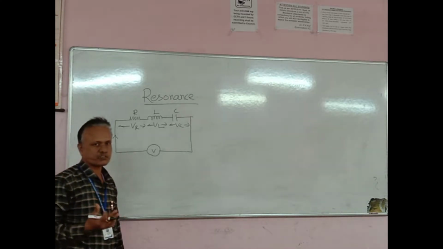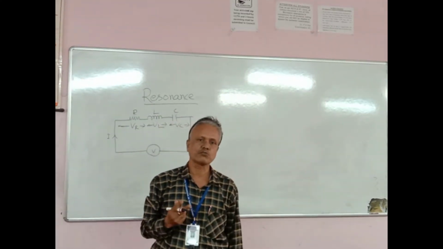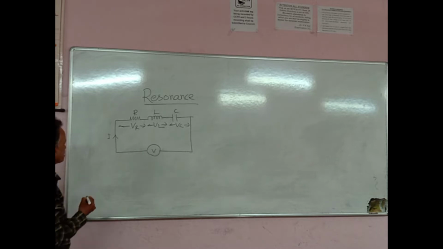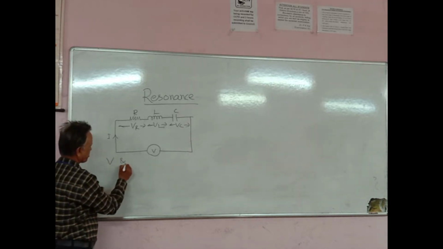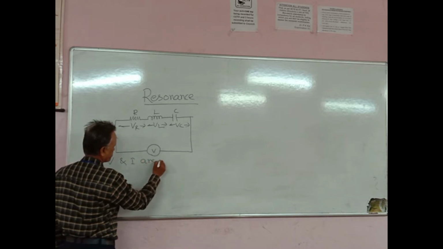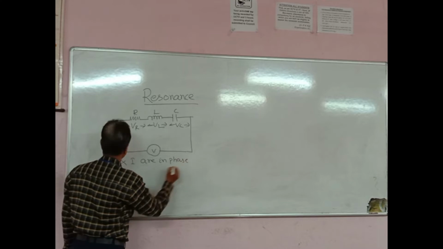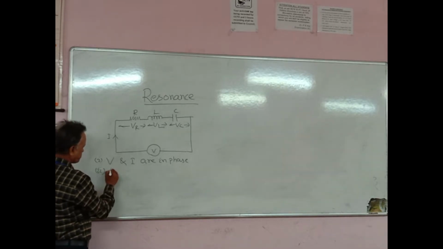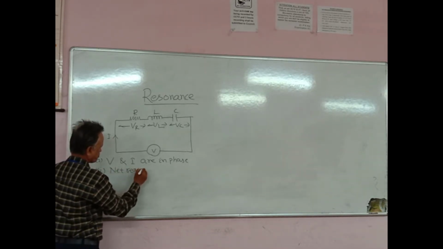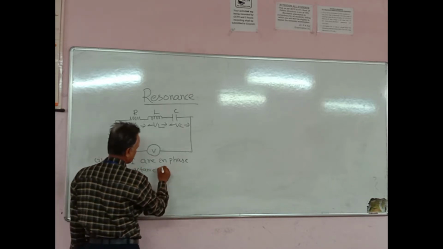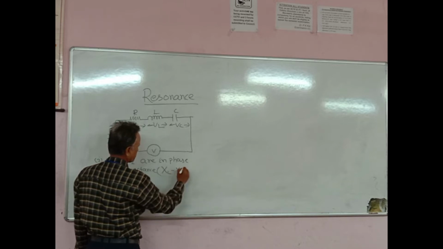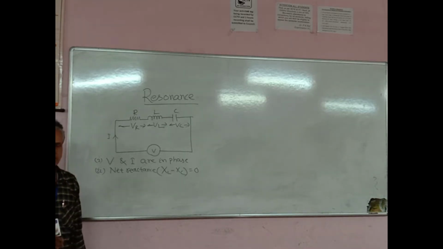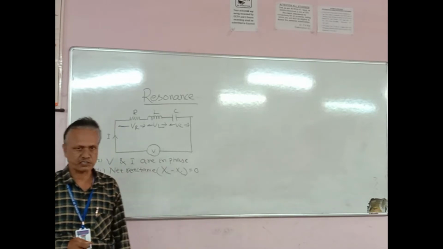So a circuit is said to be in resonance in which condition? There are two conditions on which an RLC series circuit will be called to be in resonance condition. First of all, voltage and current are in phase. Second, the net reactance will be zero. Net reactance, that is XL minus XC, must be zero. So if these two conditions are fulfilled, then we call the circuit to be in resonance condition.